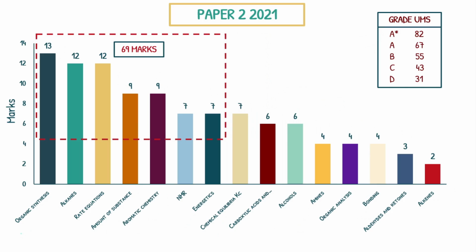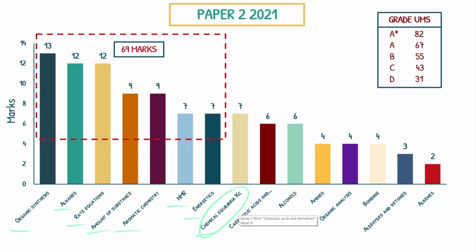All right, 2021, what do we have here? Organic synth was really big this year, okay? They do love organic synthesis, so just keep that in mind. Then we have alkanes, rate equations, amount of substance, aromatics, NMR, energetics, and then here's interchangeable with KC.